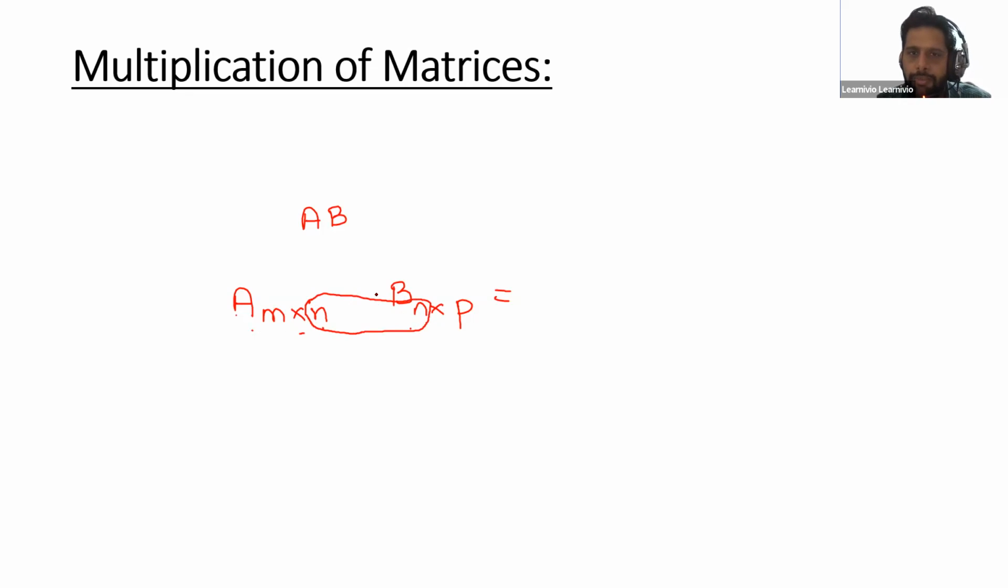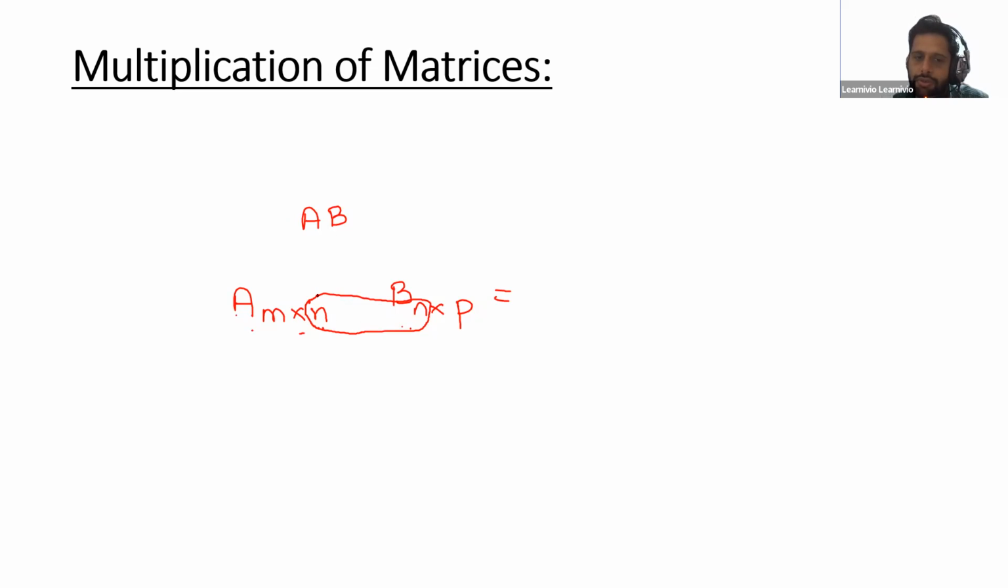So when can we multiply 2 matrices? We can multiply any 2 matrices only when the number of columns of the first matrix is equal to the number of rows of the second matrix. Please remember this condition. So we can represent it like this: we can multiply two matrices only when these two are equal. If these two are not equal, then we can't multiply the matrices. If we get any question where these two are different, then we will write that multiplication is not defined. You can't multiply this.